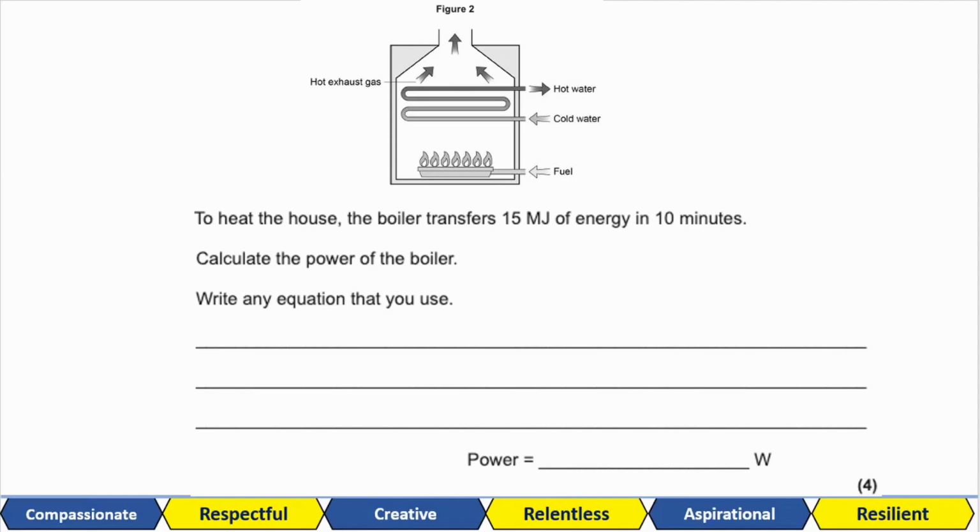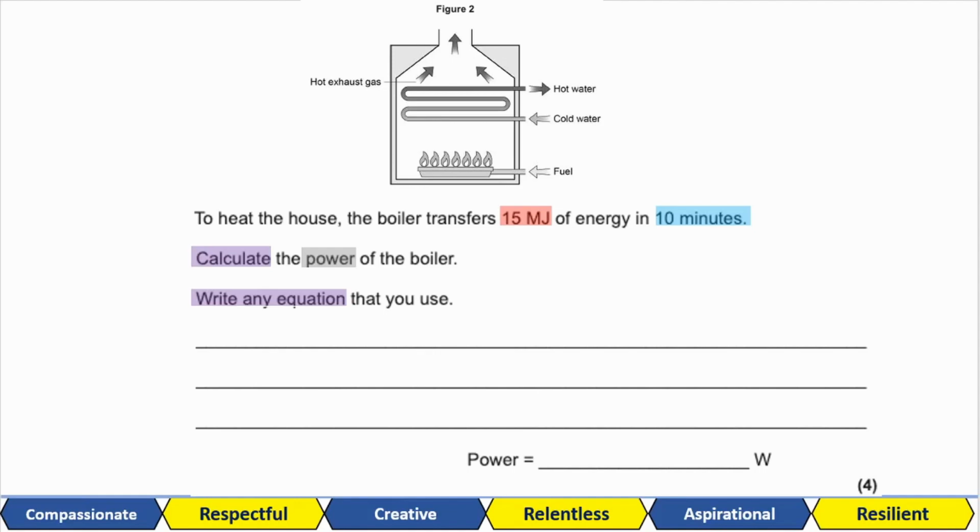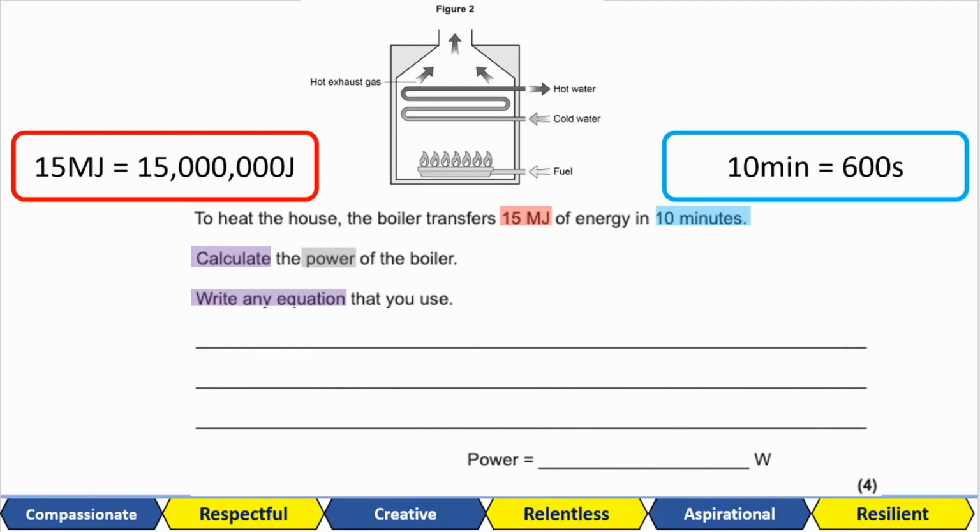Here's a past paper question similar to what we just did. To heat a house, the boiler transfers 15 megajoules of energy in 10 minutes. Calculate the power of the boiler. Write any equation that you use. First, we need to convert our units to joules and seconds. So that's 15,000,000 joules and 600 seconds. The equation is energy over time. Sub in the numbers, we get 15 million joules over 600 seconds, and this gives us 25,000 watts.